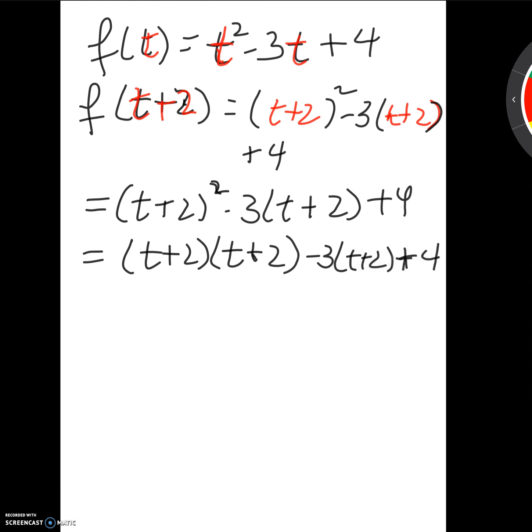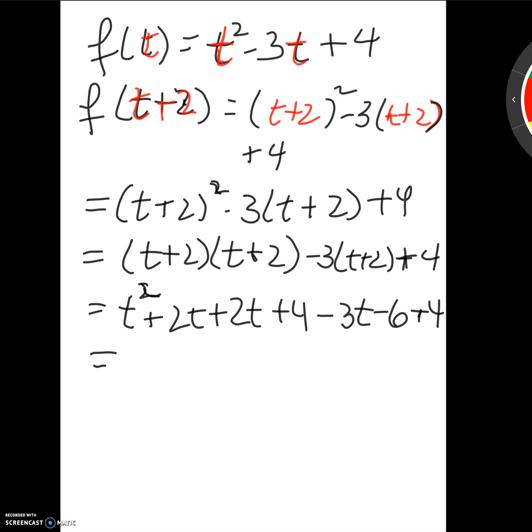And here we're going to FOIL, so we get t squared, first 2 plus 2t plus 2t plus 4. Distributing in the negative 3 to the next 2 terms, we get negative 3t minus 6, and then we're just going to bring down our plus 4 over here. And now let's take a look at this and combine as many like terms as we possibly can.